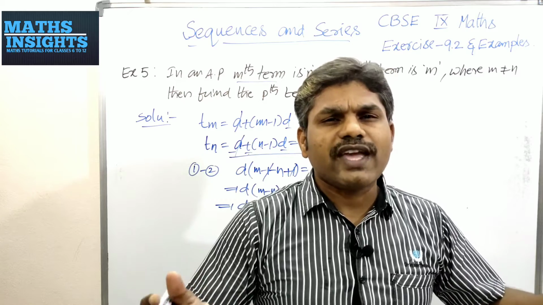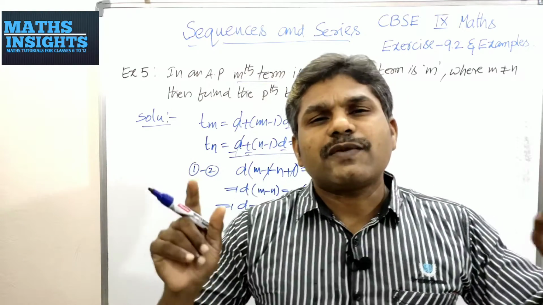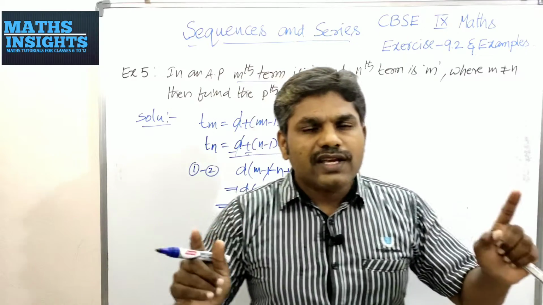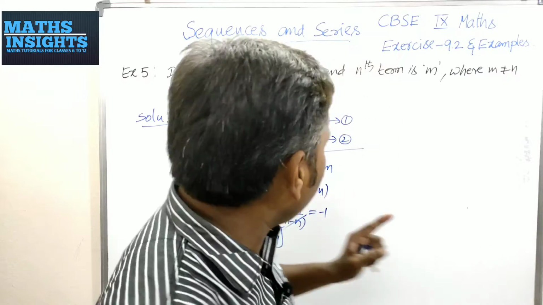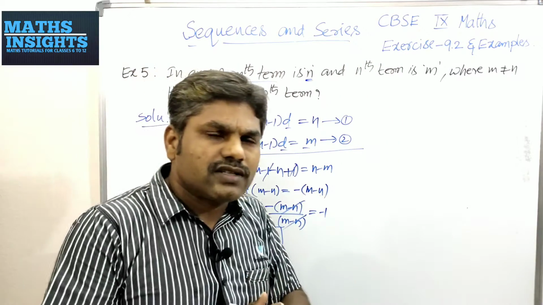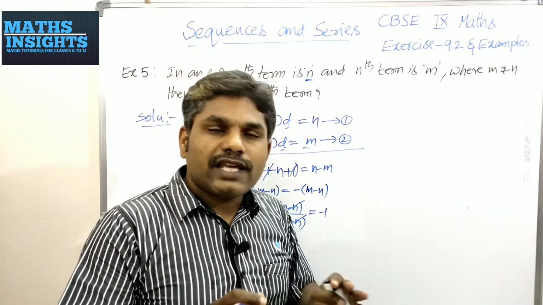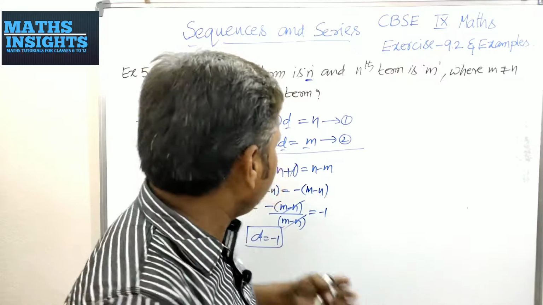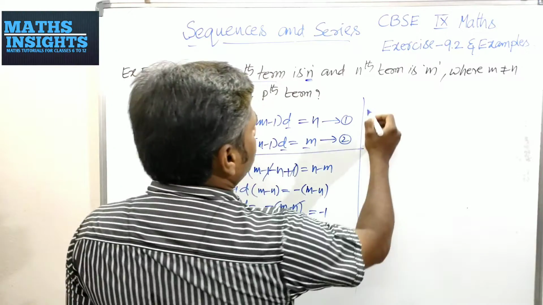Now what is our aim? Next we have to find the value of a by substituting the value of d either in equation 1 or in equation 2, whatever you like. That means at that moment, choose the equation which is very simple. Don't choose the equation which is complicated. In this case, both are same. I am choosing equation number 1.